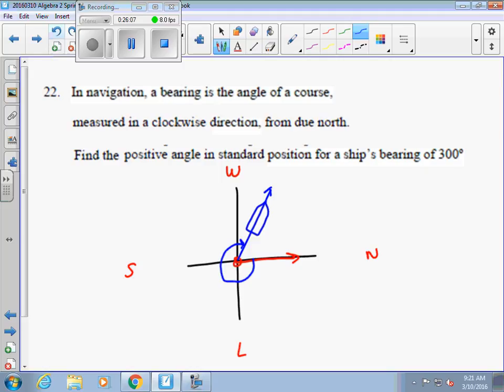Mathematically, it's simple. It says find the positive angle in standard position. What is that as a positive angle? That's real simple: 60 degrees. So its positive angle is simply the coterminal angle, even though it doesn't say negative 300 right there. That's the tricky part. The directions tell you it's all clockwise for bearings. So mathematically, that is a 60-degree angle.